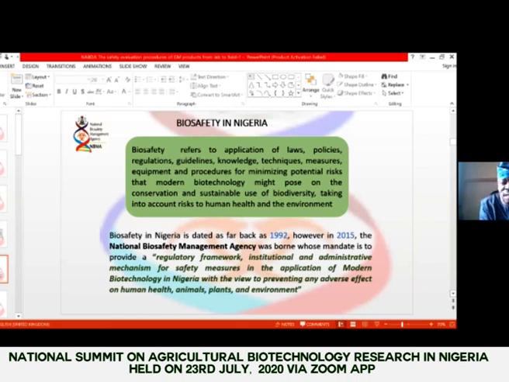Biosafety in Nigeria is dated as far back as 1992, when the first guidelines were developed under the Federal Ministry of Environment. However, in 2015, the National Biosafety Management Agency was born, whose mandate is to provide regulatory framework, institutional and administrative mechanism for safety measures in the application of modern biotechnology in Nigeria, with a view of preventing any adverse effect on human health, animal, plants, and environment.